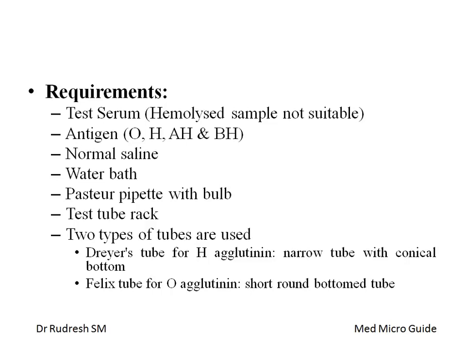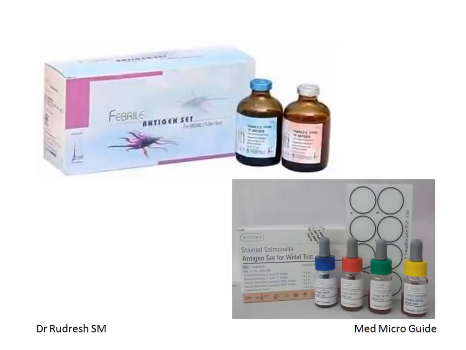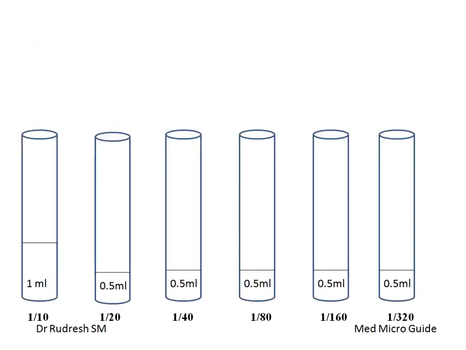We use two types of tubes, Dreyer's tube and Felix tube. Dreyer's tube is used for the H agglutinin, which is a narrow tube with a conical bottom, and the Felix tube is a short, round bottom tube. There are various commercially available antigen kits, and we can use any of those kits.